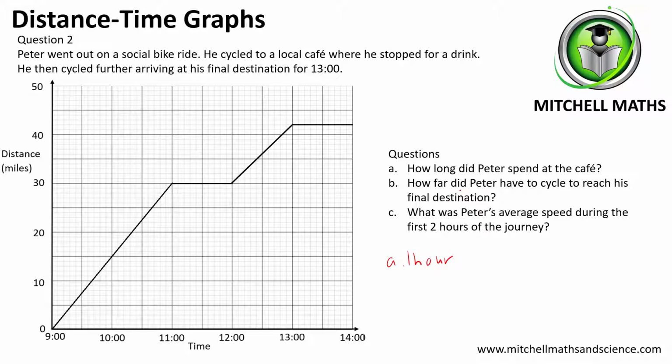How far did Peter have to cycle to reach his final destination? Well, we're going to need to use a scale here, so it's 50 take away 40. So those 10 boxes are equal to 10 miles, because 50 take away 40 is 10. And because it's 10 boxes and 10 miles, each box is the equivalent of 1 mile. So we can see it's 40 plus 2 boxes, so that will be 42 miles. So that's how far his final destination is.